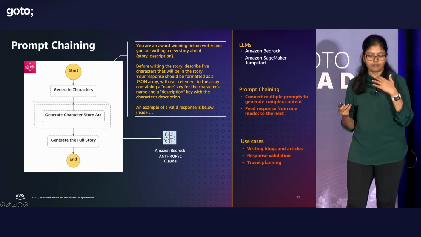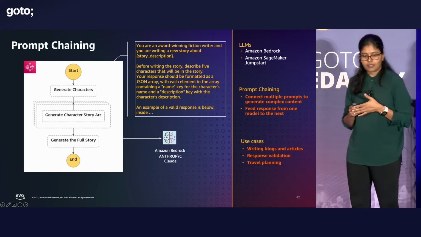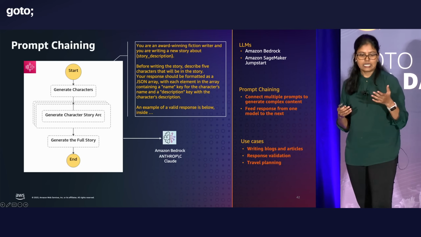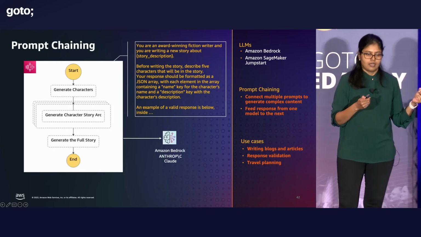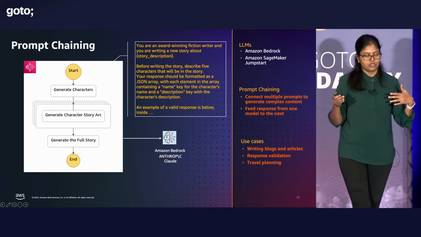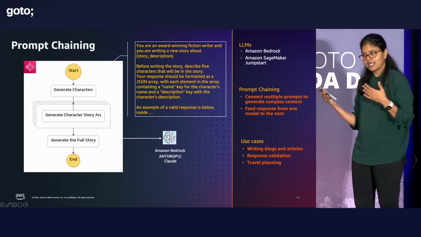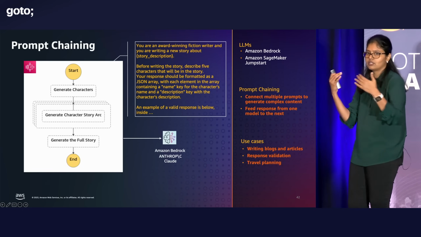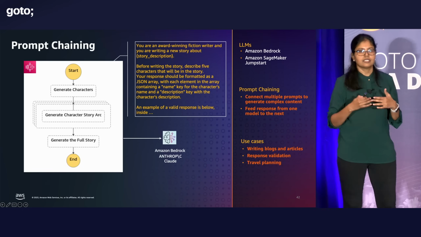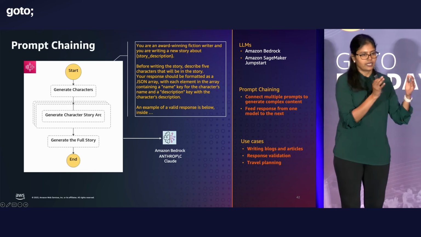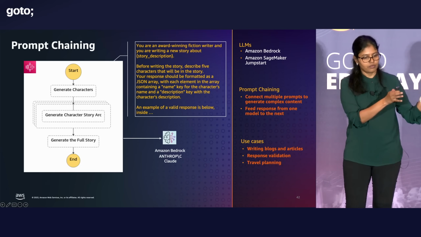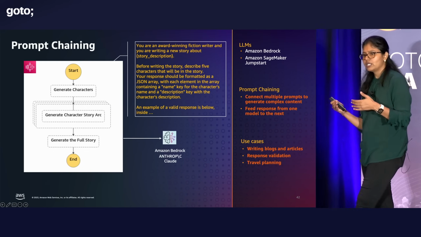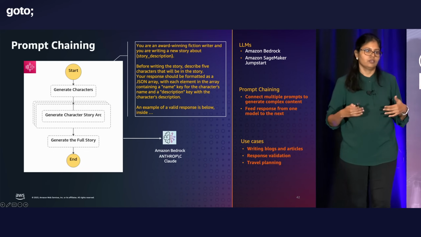I have given here an example of how you can generate a story. In order to generate a story, the workflow first asks the LLM to generate the characters. So every story has characters, so it asks to generate the characters. And that response is fed into the next step. In that step, every single character gets a unique story, and everything comes from the LLM. And you've got characters and the character stories, and then you wire them together to create a new story.